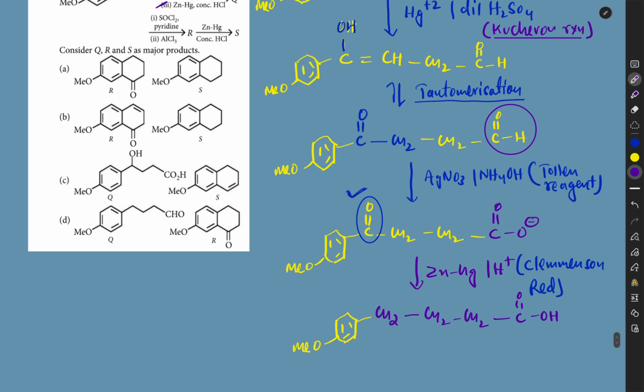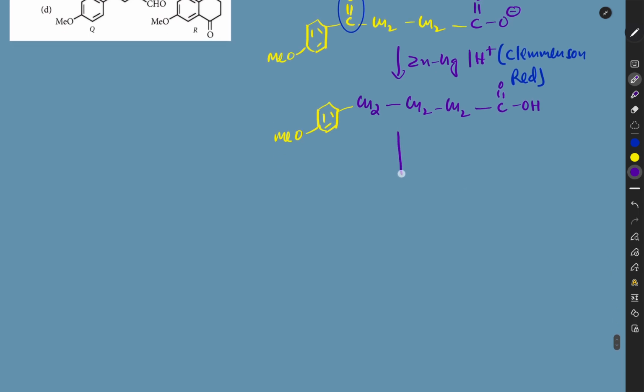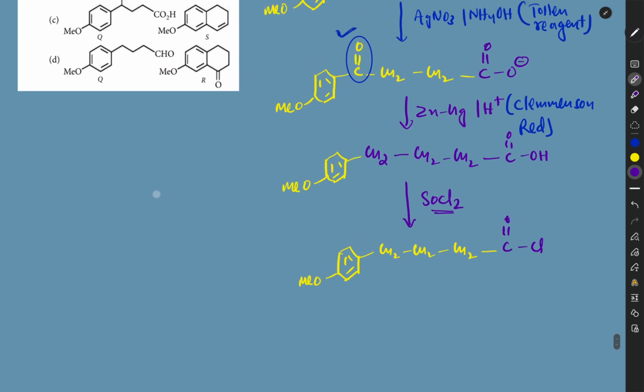Now after that, this carboxylic acid which is formed is then treated with SOCl2 in pyridine. Obviously it will undergo a substitution reaction with SOCl2, where this OH group is being replaced by Cl, so we'll get an acid chloride. So again we have OMe, and then CH2, CH2, CH2, and C double bond O and Cl, right? So the acid chloride will be formed.